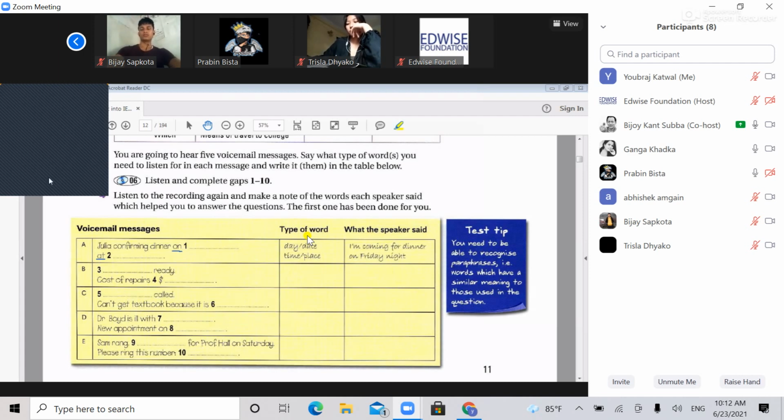So what's ready? DVD player. Your DVD player is ready. And cost of repairs, how much do you need to pay? $45. Okay, we're not going to write the word dollar, that's going to be wrong. There's already a symbol which means dollar, so you simply write 45.